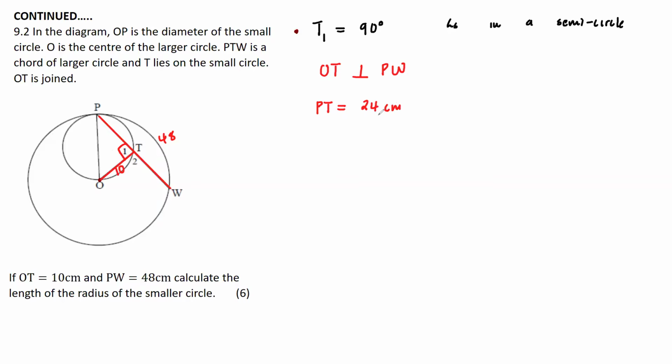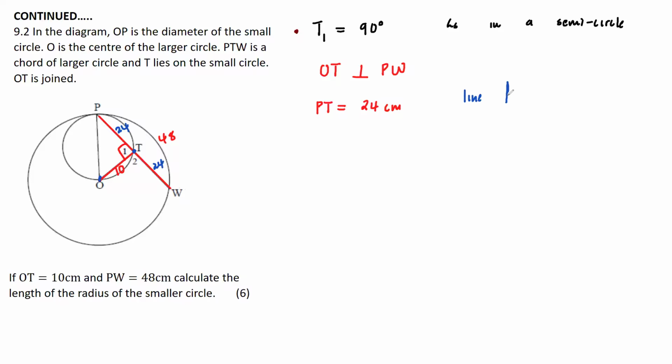Say, how come? Because think about it, fam. A line drawn from the center of the circle, perpendicular to the chord, bisects the chord. So T becomes the midpoint of PW. So PT is 24. Even TW is 24.